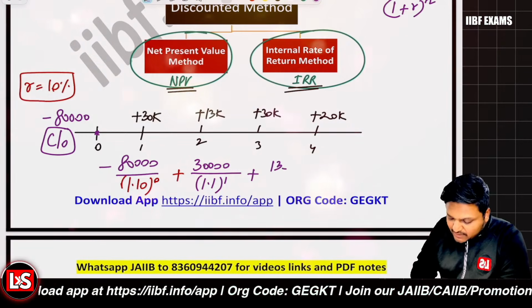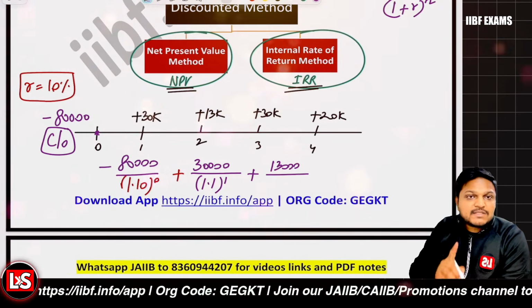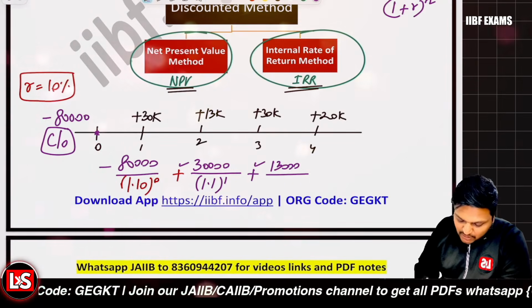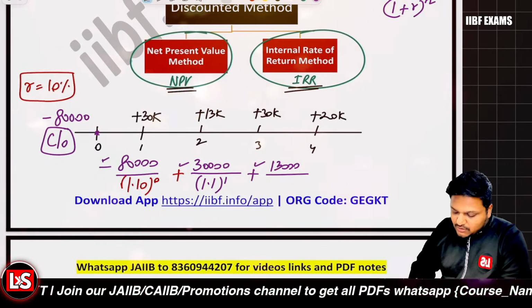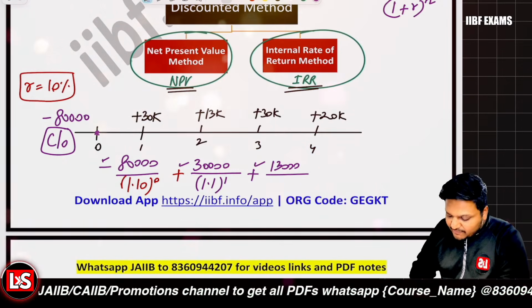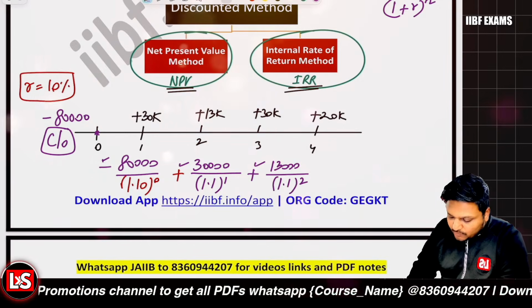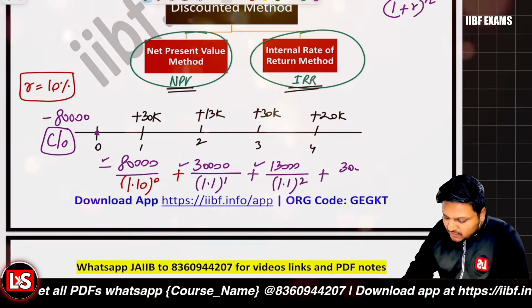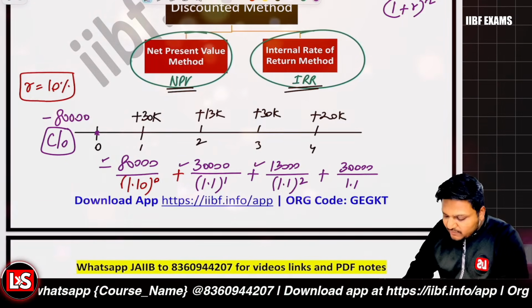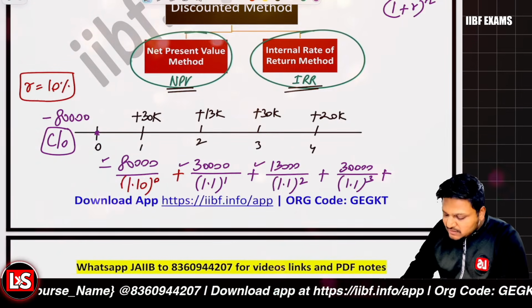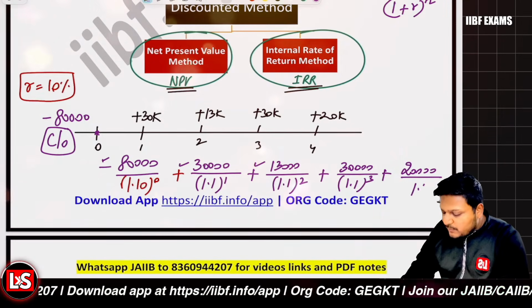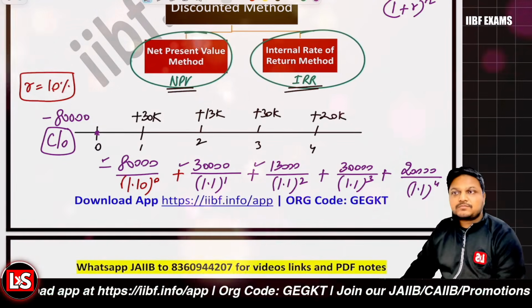Plus, for the second year, we're getting 13,000. We have to take care of the signs also. For the cash inflow, it's a positive sign, and for the cash outflow, it's a negative sign, right? So for the second year, it is 13,000 divided by 1.1 raised to power 2, plus for the third year, 30,000 divided by 1.1 raised to power 3, plus for the fourth year, the last year, 20,000 divided by 1.1 raised to power 4.